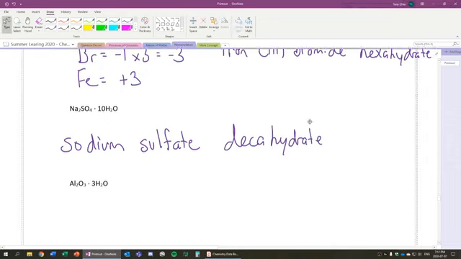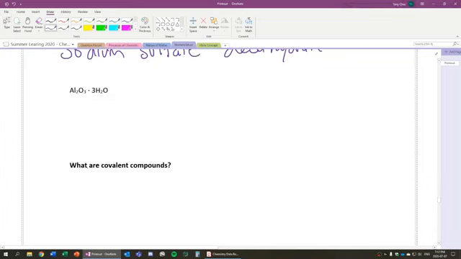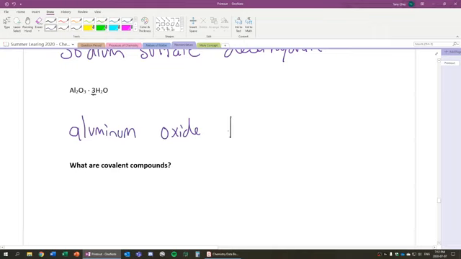Okay. The last example here is Al2O3. Al is aluminum, not a multivalent, so we don't need Roman numerals. O is oxide. 3H2O is trihydrate. Okay, so that is what we do with regards to hydrates.